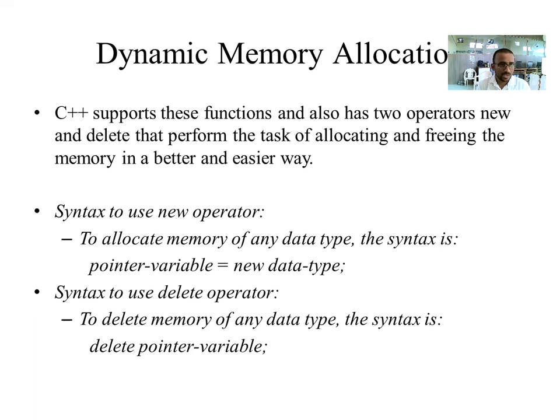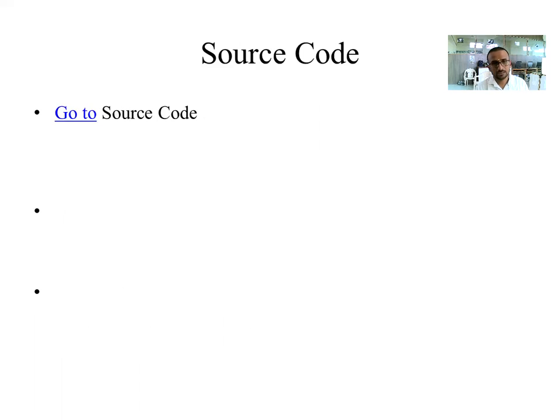So the syntax to use the new operator, that is to allocate memory for any type of data, is as follows: pointer variable equals new data type. Then the syntax to use the delete operator, to delete the memory of any data type, is as follows: delete and the pointer variable name, semicolon. So with the help of these two syntaxes, we can make use of the new operator as well as the delete operator. This is the important part that we are going to implement in today's program.